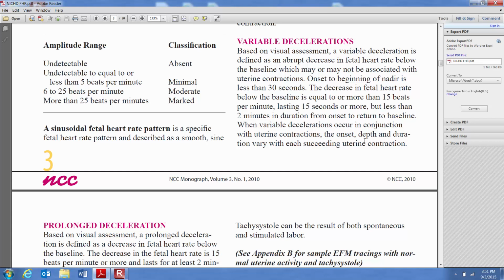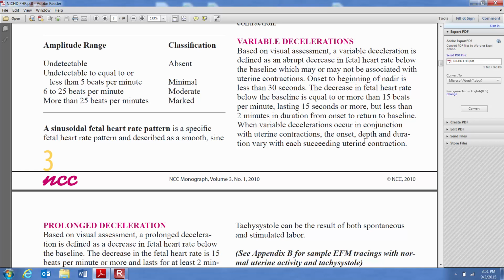The variable decel is abrupt when leaving the baseline, so it's less than 30 seconds from the time it leaves the baseline to the nadir, and the same with the return. It's abrupt, less than 30 seconds, okay? Now, what I said about those 3 decelerations is textbook. Those are the correct answers on your OB exams and on your NCLEX.